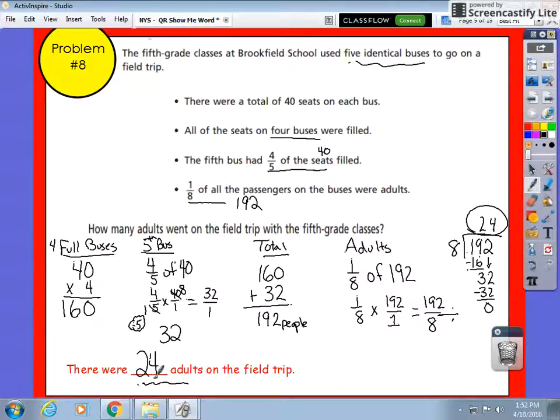Notice I circled my final answer. It's important that your answer is very clear to whoever's looking at your paper.